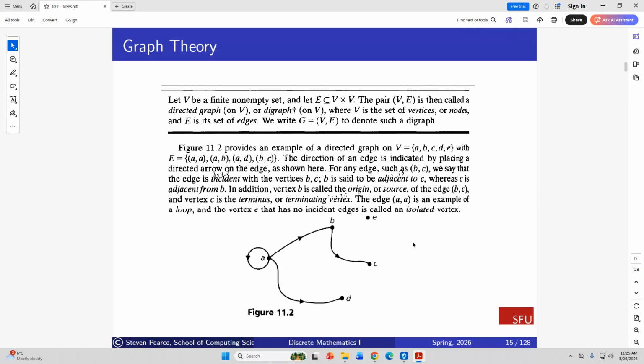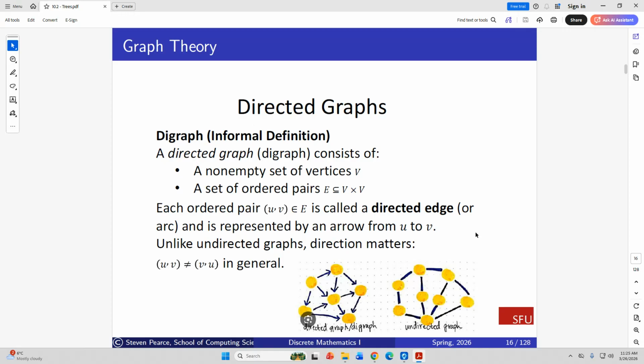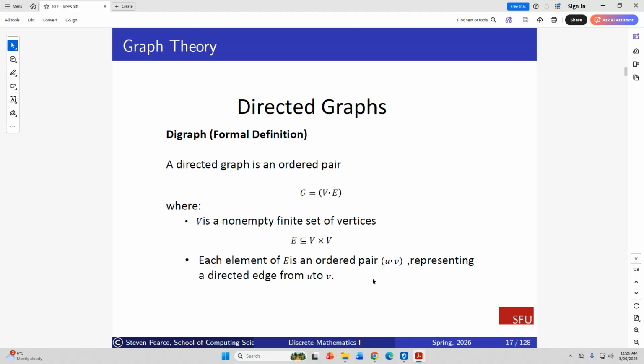We've seen this already. This is just the digraph informal definition: a non-empty set of vertices, and a set of ordered pairs E from the Cartesian product of V with itself. Okay, it's a directed edge. You can see it goes from U to V. That's a directed edge. If it goes both ways, it's not a directed edge. So undirected, you can go either way. Directed, you can only go one way. No big deal.